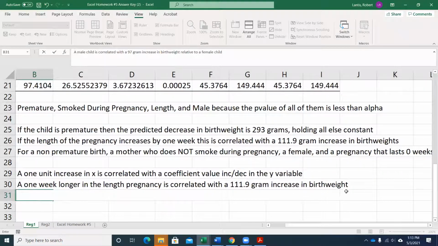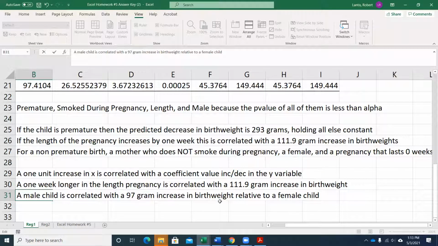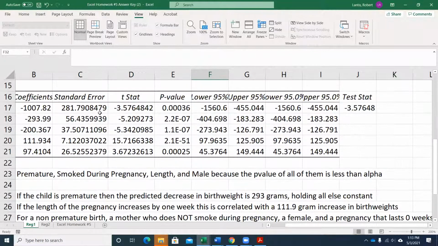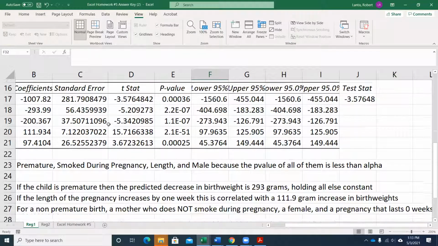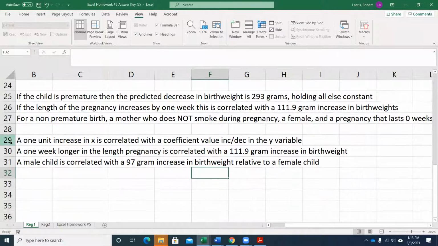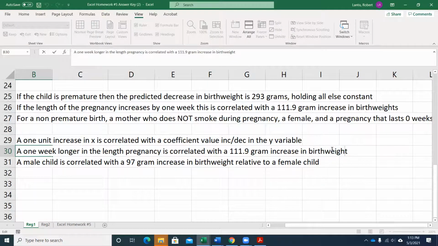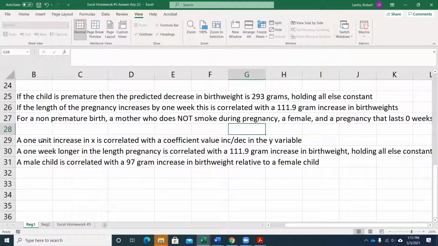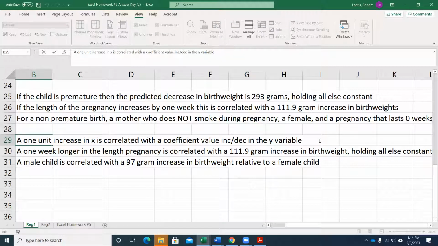Now, one thing I left off of these is what? If I've got multiple variables here, one thing that I need to add on to the end of these interpretations is that I am holding all else constant. Or I could write out every single variable. So I'll add this to the general form: holding all else constant.